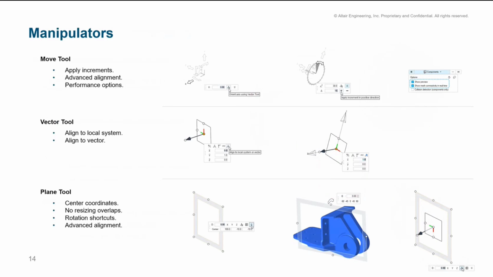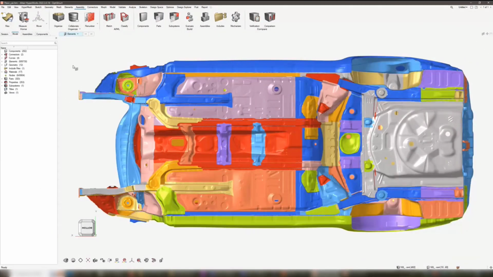And then some of the manipulators have received some upgrades. I'll talk about when you're translating and rotating via the move tool, new things we have there. When you're defining a direction or an orientation using the vector tool manipulator, or when you're defining a plane using the plane tool, we have some tweaks to that as well. So let me jump straight to it. I'll start with the selection.